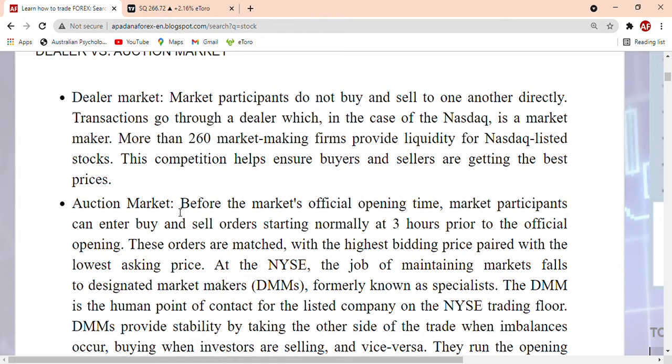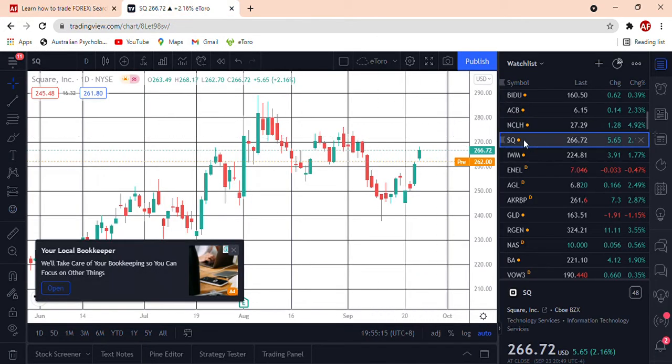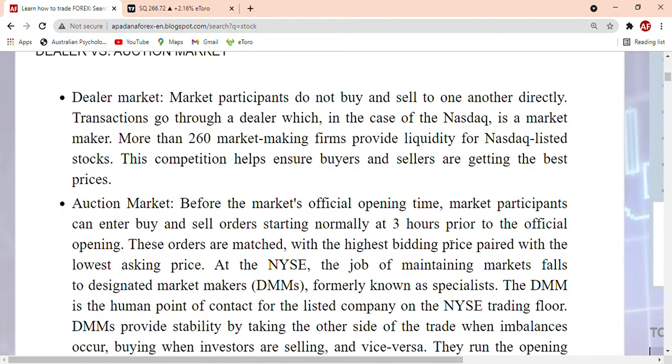On the other hand, in an auction market, before the market's official opening time, market participants can enter buy and sell orders, starting normally about 3 hours prior to the official opening. And if you look at, for example, TradingView here, you can see some pre-market numbers. These orders are matched with the highest bidding price paired with the lowest asking price. So they want to find the best buyer and the best seller.